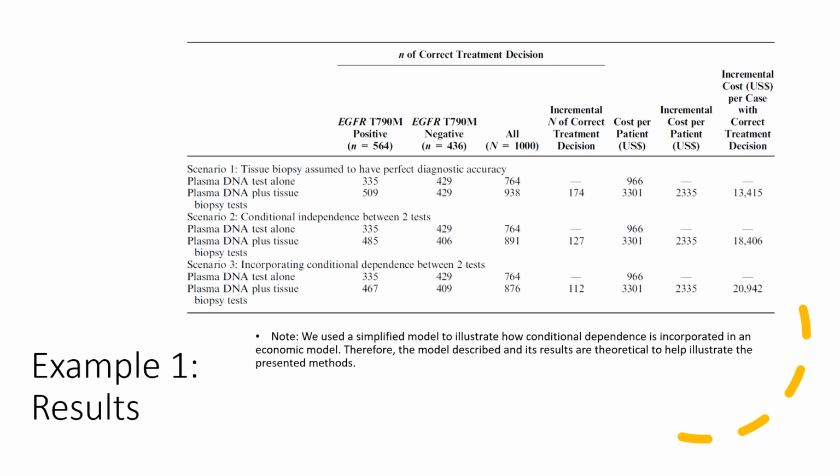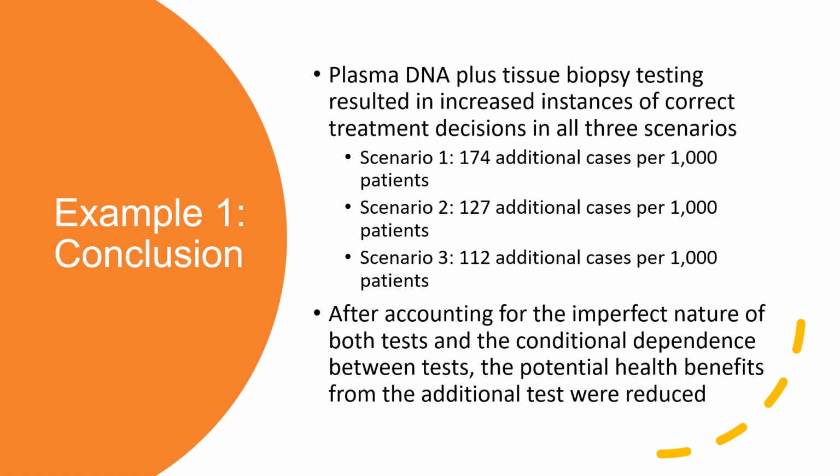This slide shows the results of the economic evaluation. Although all 3 scenarios showed that plasma DNA plus tissue biopsy testing resulted in increased instances of correct treatment decisions, the magnitude of benefits are different. Scenario 3 had the smallest incremental health benefits and highest ICER. We concluded that after accounting for the imperfect nature of both tests and the conditional dependence between tests, the potential health benefits from the additional test were reduced. This may better reflect the real-world application of the tests with improved accuracy.